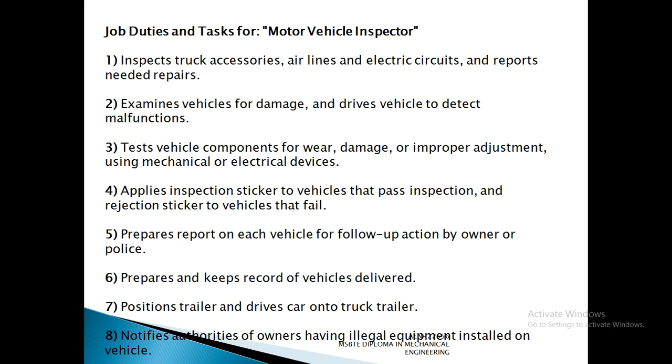That is, whether it's fit for transportation or not. He prepares a report on each vehicle and takes follow-up action with the owner or the required authority. All these are the duties of a motor vehicle inspector. In addition to this, he also has to prepare and keep a record of the vehicles delivered, position the trailer and drive the car onto the truck trailer, and notify authorities whether there is any illegal equipment installed on the vehicle, that is certain horns, sound devices, light devices, reflecting devices, fancy number plates, etc.